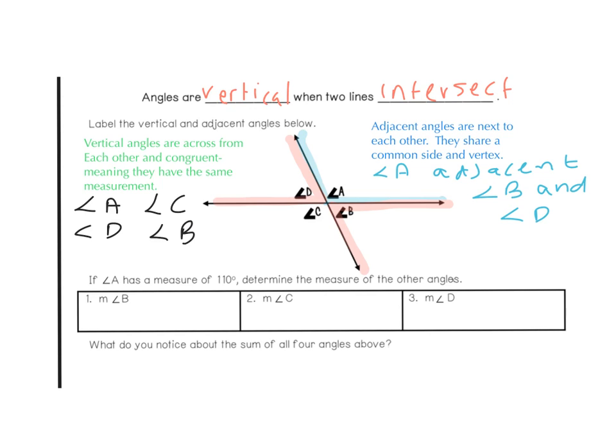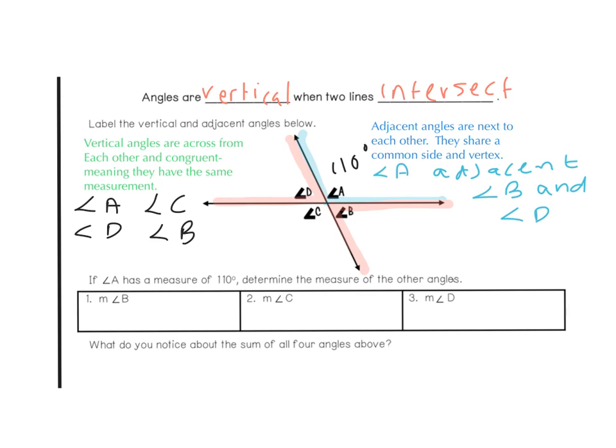All right, if angle A has a measure of 110 degrees, determine the measure of the other angles. So I'm going to fill in 110 for angle A, and we want to know the measurement of the other angles. So I want to know the measurement of angle B, angle C, and angle D.